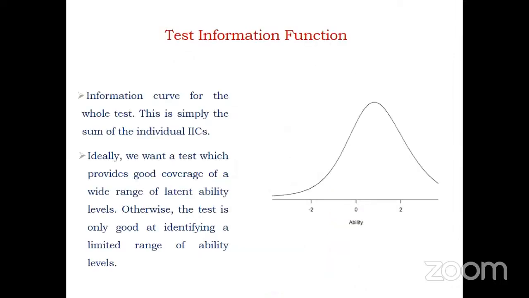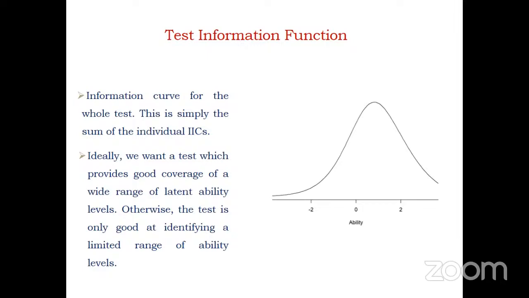The third type of curve that you see here is the test information function, which gives you the information curve for the whole test taken together. Okay, so ideally we want a test which provides good coverage of the wide range of latent ability levels. Otherwise, the test is only good at identifying a limited range of ability levels. So this also gives us a very good idea about how many items are giving you information at what level.